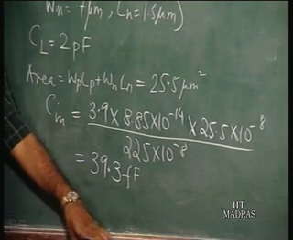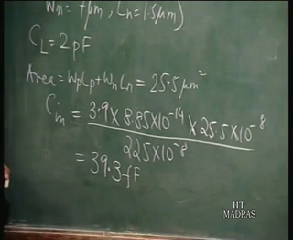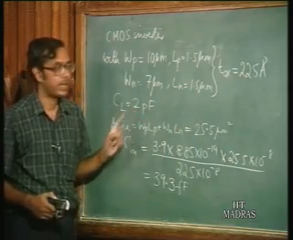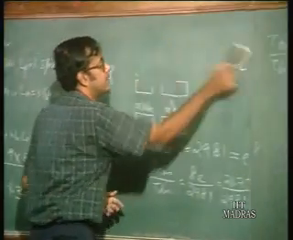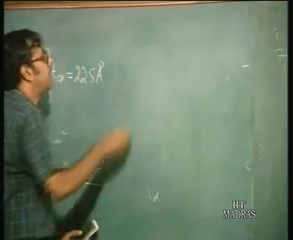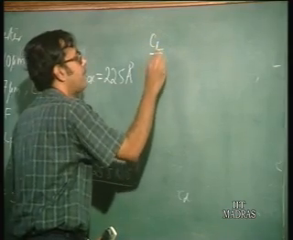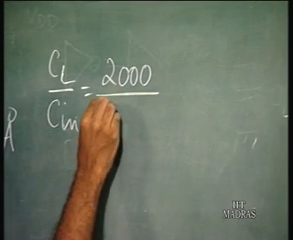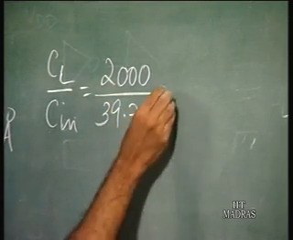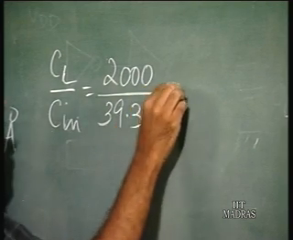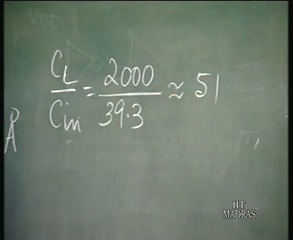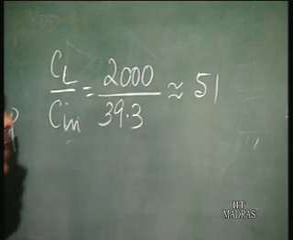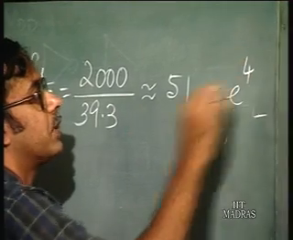So, if this is 39.3 femtofarad, the load capacitance is given as 2 picofarad. So, CL by C in is equal to 2000 by 39.3. This comes to almost 51, which also happens to be almost equal to e to the power 4.